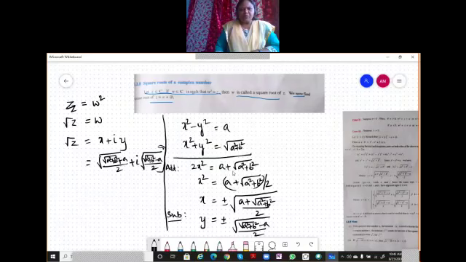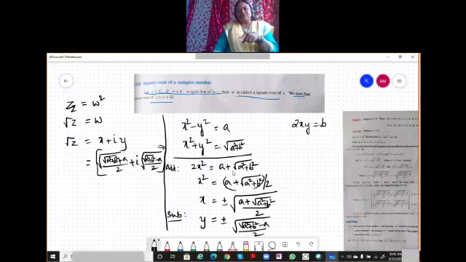Now we get a problem here: when do we have to take plus and when do we have to take minus? See here, we have 2xy is equal to b. Since 2xy is equal to b, this b will be positive when both x and y have the same sign. If x is positive, y is positive, b is positive. If x is negative, y is negative, b is positive. So this case is b greater than 0. If b is less than 0, one will be positive and one will be negative.